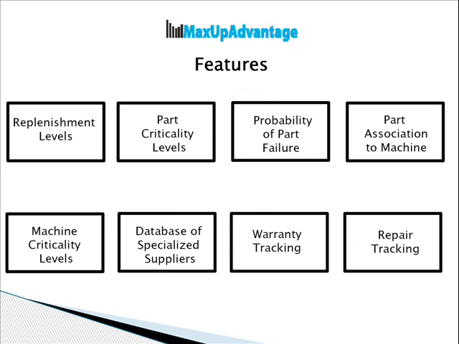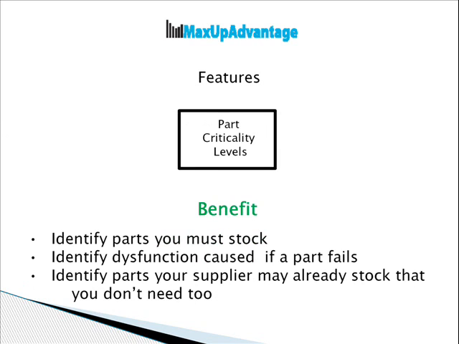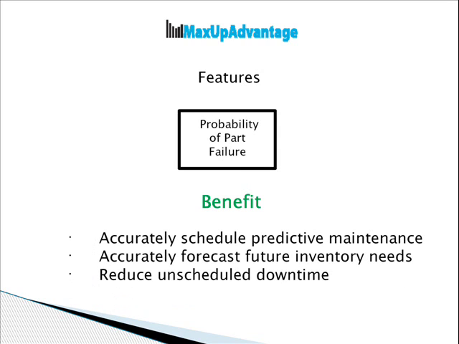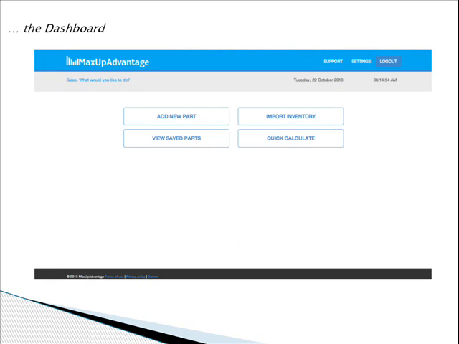This system was designed by reliability engineers to help you manage your spare parts inventory more effectively. The unique features of this system will help you to determine the appropriate replenishment levels for your facility, taking into account the criticality levels of all spare parts and their probability of failure over a 5-year period of time based on their failure rates. This will help you to stock the right parts to reduce machine downtime and proactively schedule predictive maintenance. First, please notice the dashboard.